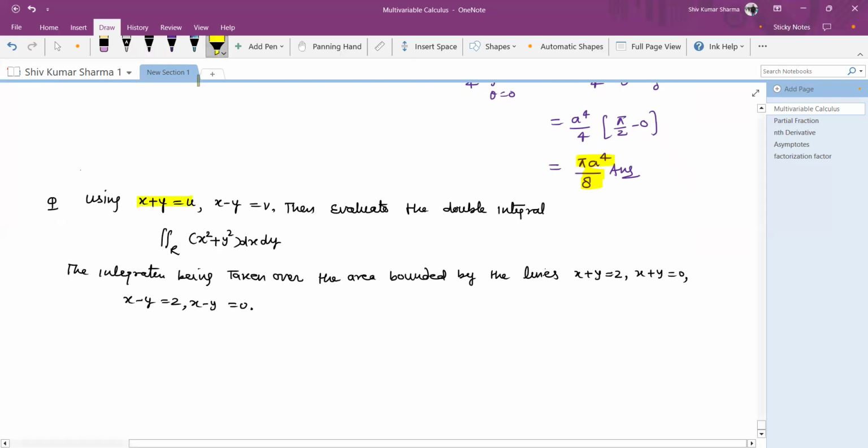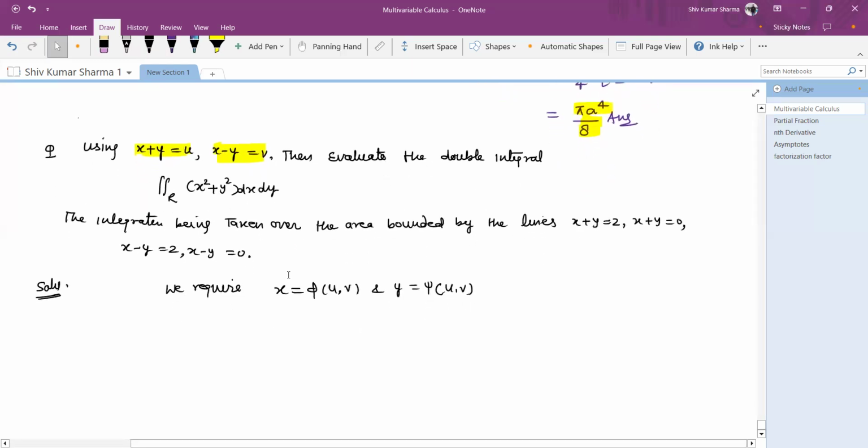So these relations are given. When we are going to solve this, this is for xy. Now we convert this into the form of UV. So we need x as a function of UV and y as a function of UV. We use these given relations to make x a function of UV and y a function of UV.